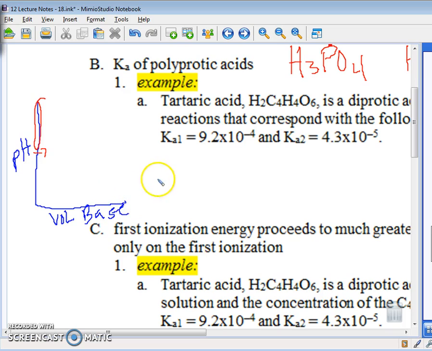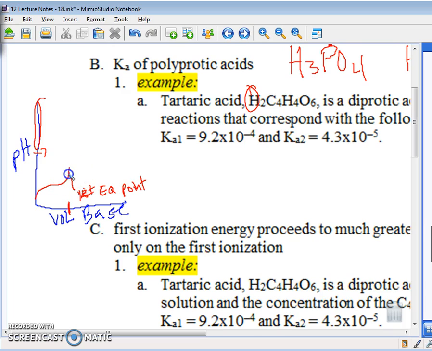Okay, now there's 2 protons, however. So as we get close to the equivalence point of the first proton, we're going to see a small spike. This is the first equivalence point. This should be halfway to the second equivalence point, right? Because we've added enough base to remove the first of, let's say, 2 H pluses. So in tartaric acid, for example, if I add enough base to get rid of the first H, that should be the first spike.